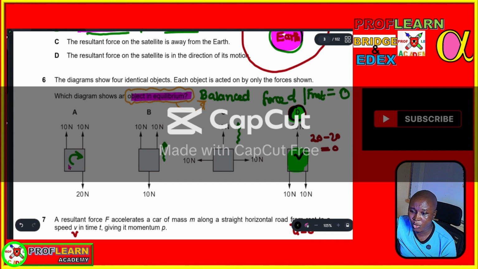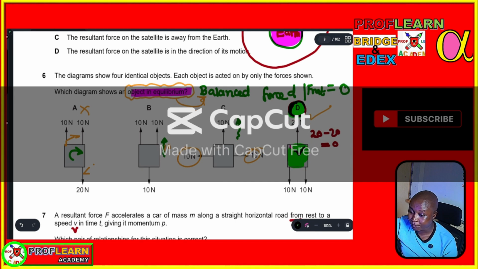So A cannot be correct because this force that is acting here is going to create a rotational motion, and this one also is going to create a rotational motion here. So this one is down, this is up. So the only force that is going to create a rotational motion is this force that is here. So this is not at equilibrium. Upward forces here are 20, downward forces here is 10. So the object is going to experience an upward force of 10 newtons, and this one also is going to experience an upward force because this and this one will cancel out. So the only object that is at balance is this one, which is at equilibrium.